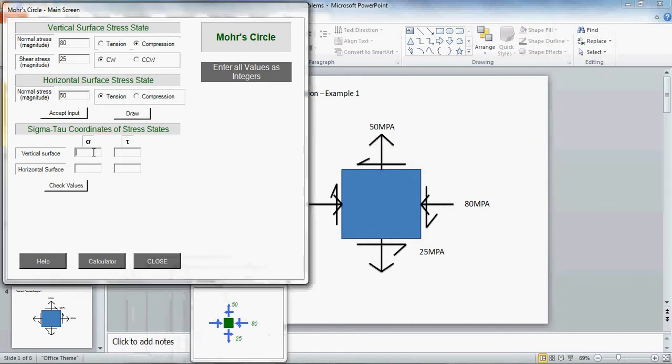So now to get the 2 points out of this. With the vertical surface point, you have 80 megapascals, which is negative because it's compression, and a shear of 25, which is positive because it's clockwise. Horizontal surface, 50 megapascals, positive because it's tension, negative 25 because it's the opposite direction. It's trying to move counterclockwise, which is considered negative.